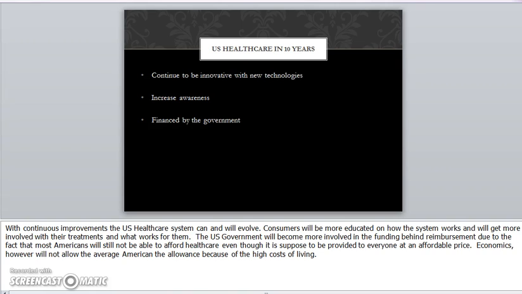U.S. healthcare in 10 years. With continuous improvement, the U.S. healthcare system can and will evolve. Consumers will be more educated on how the system works and will get more involved with their treatment and what works for them. The U.S. government will become more involved in the funding behind reimbursement due to the fact that most Americans will still not be able to afford health care, even though it is supposed to be provided to everyone at an affordable price. Economics, however, will not allow the average American to have the allowance because of the high cost of living.